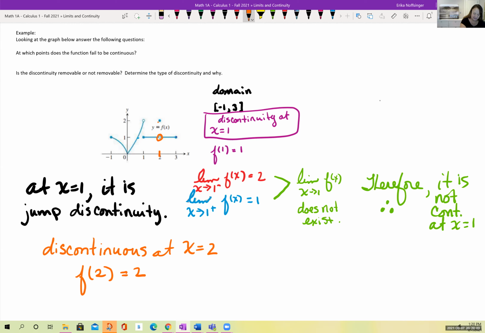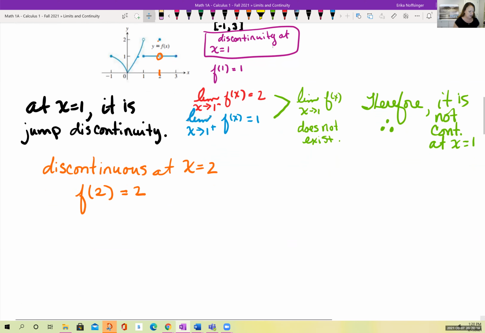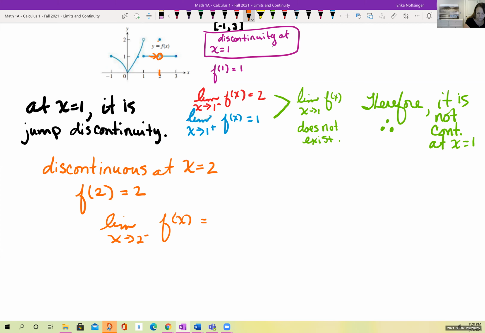Our limit as x approaches 2 actually exists, right? Because our limit as we come in on the left is the same as we come in on the right. So the limit as we're coming in on the left equals the limit as we are coming in on the right. And so since we're getting that same y value, the limit exists. And that y value we're getting back is 1.